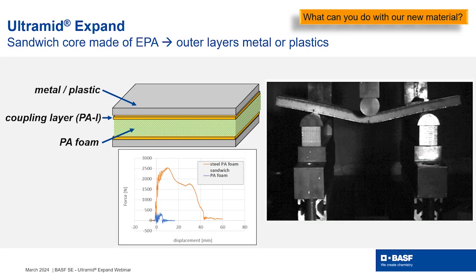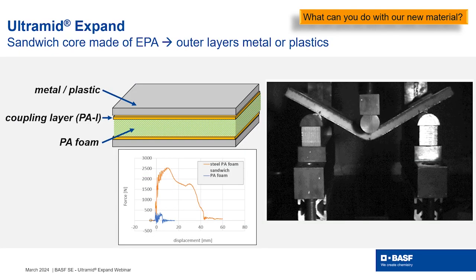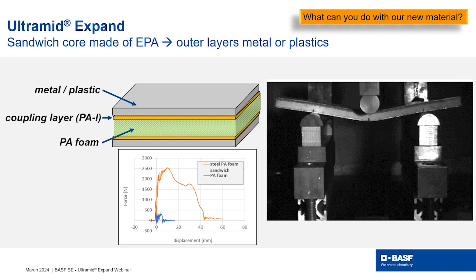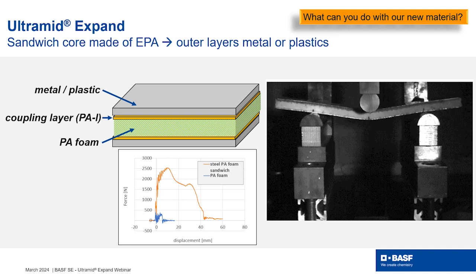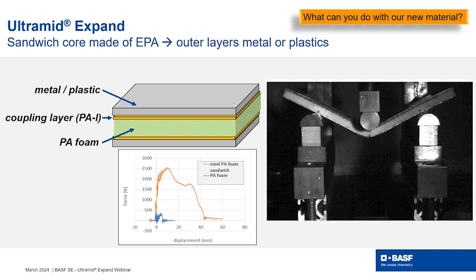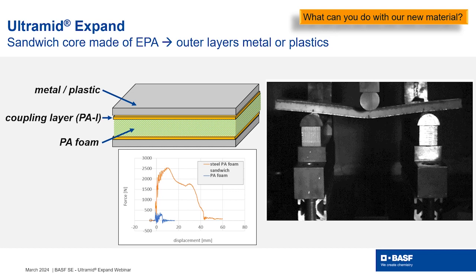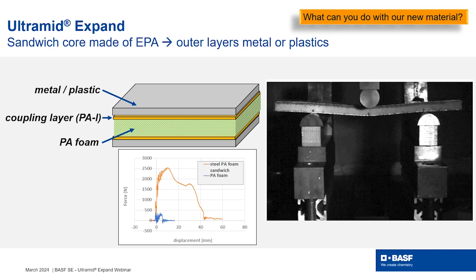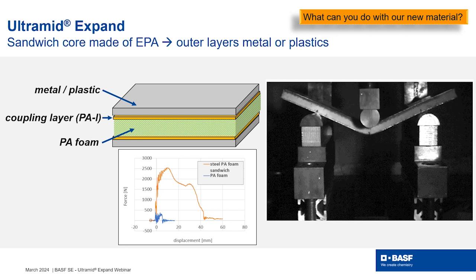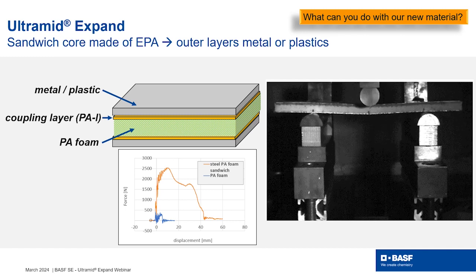Another thing where we can combine our material with other materials is we can use it as a core layer in a sandwich. The sandwich can be two metal layers on top and bottom, but it can also be a plastic layer. And as I already said, we can shift the buckling point to much higher values and increase the forces.